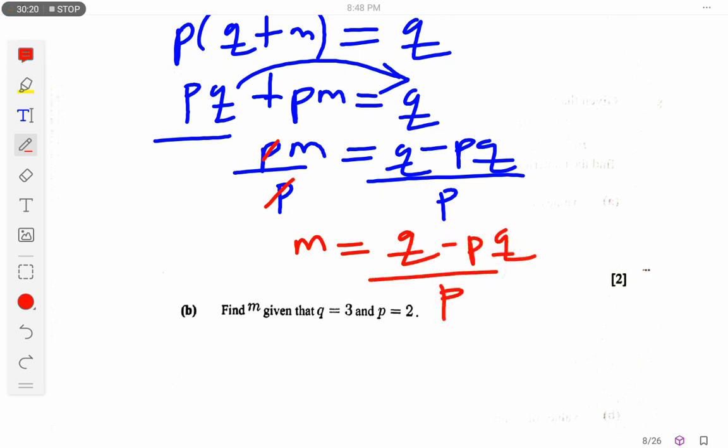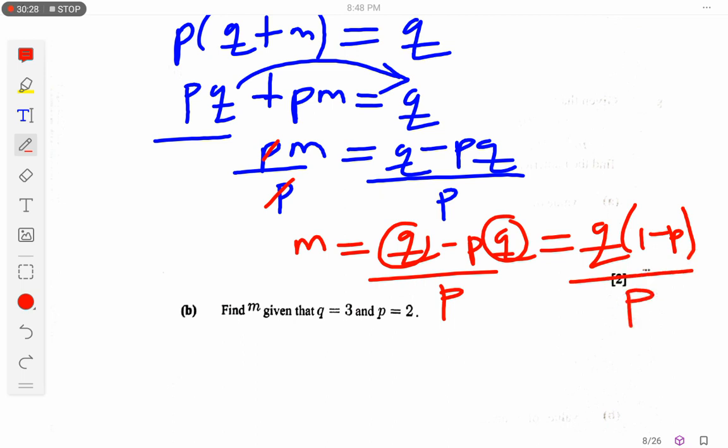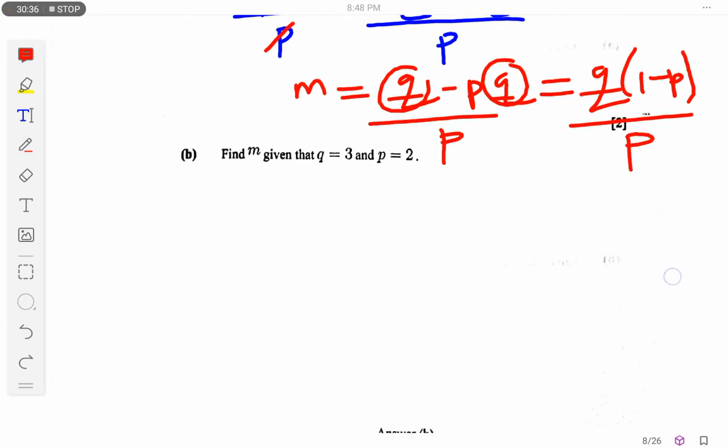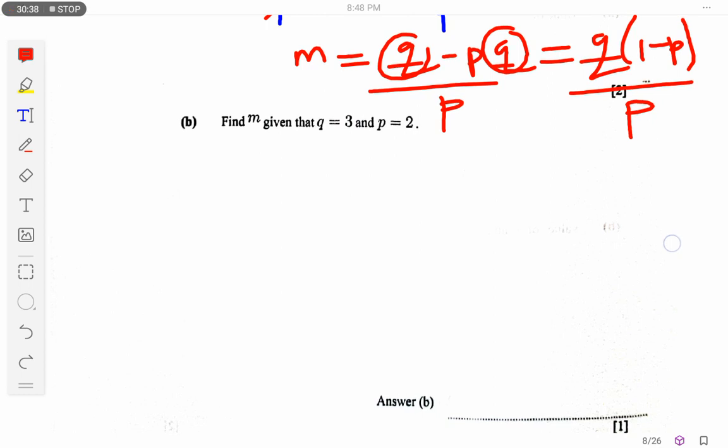You can leave it like that, or you can take a common factor q and say this is going to be q times 1 minus p, over p, like that. It's still fine. So that's the m there. Now let's move on to the next question. The next question is saying find m, so we are going to use that expression there.